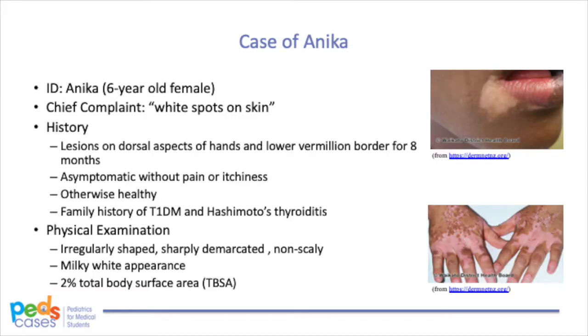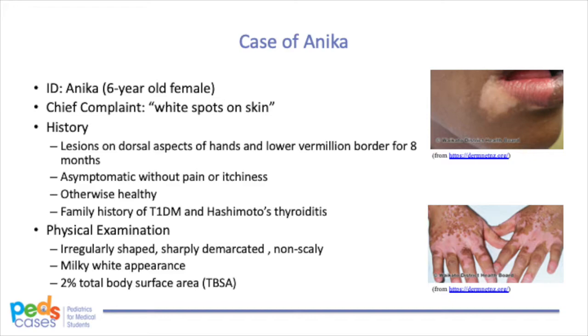Let's start our discussion with a case. You are a third-year medical student on your pediatric outpatient rotation. Your first patient of the day is Annika, who is a 6-year-old girl and a new immigrant originally from Nigeria. Annika's mother tells you that Annika started having some white spots on the dorsal aspects of her hands and jaw about 8 months ago. They did not seek medical attention because Annika was completely asymptomatic without pain or itchiness.